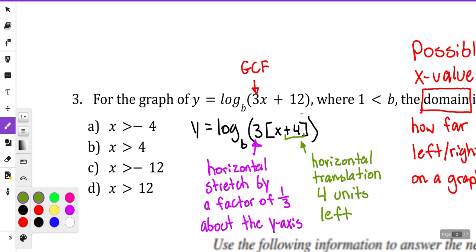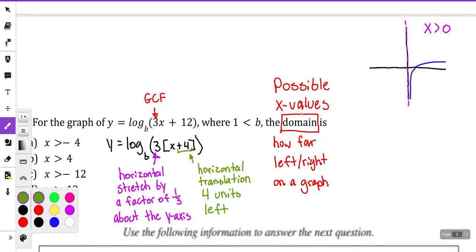Connecting this back to domain, that means my new graph roughly would look like this. I stretched it by 1/3, so it's going to come in a little bit. That doesn't make a difference on our domain, because the asymptote's at 0, and 0 times 1/3 is still 0. The maximum is infinity, and infinity times 1/3 is still infinity. It would still go off forever. It's just going to be smushed in a little bit, but it's still going to have an arrow going to the right.